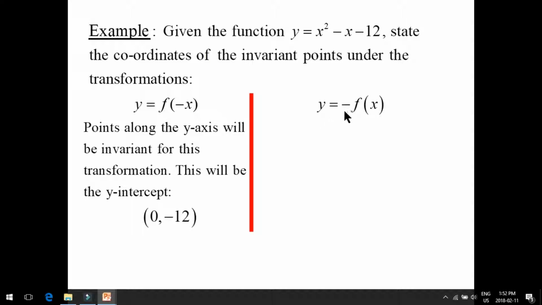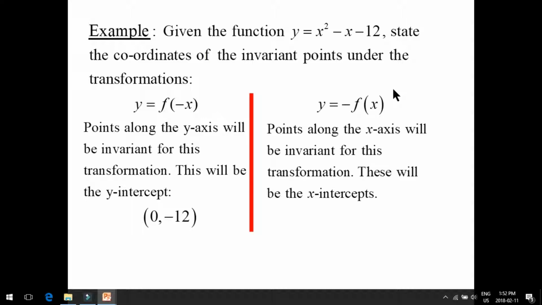Here we have y being replaced with negative y. So we think y replaced with negative y, that's a reflection in the x-axis. That's the birds and the groundhogs picture. So points along the x-axis, like the groundhog, will be invariant. Points along the x-axis will be invariant for this transformation. These will be the x-intercepts.